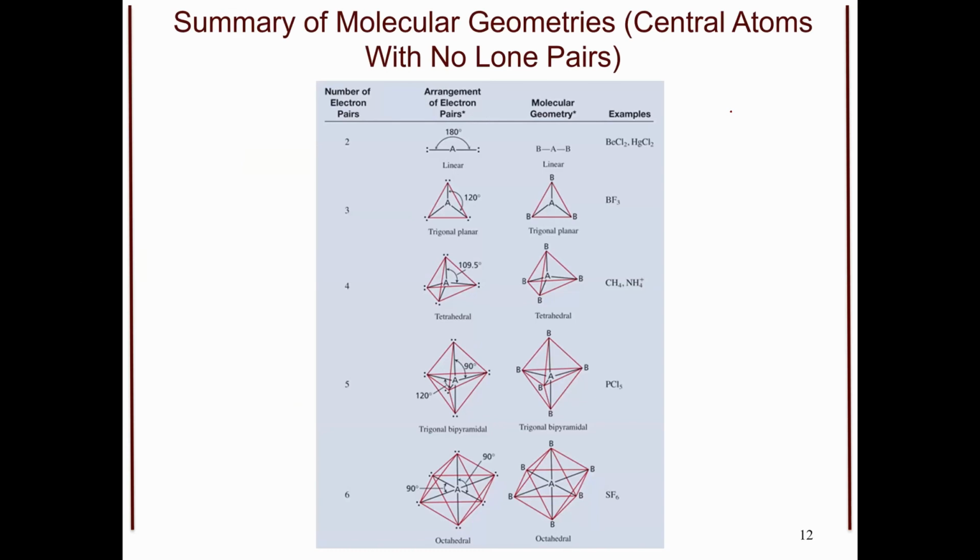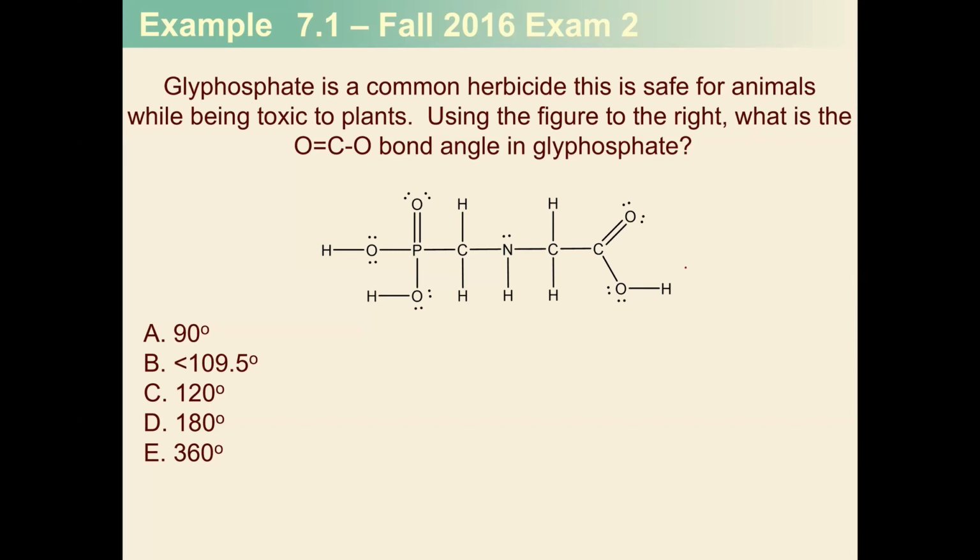So here's a really nice summary of the 5 molecular geometries that we've discussed in this video. These are the ones in which the central atoms have no lone pairs. There are 5 possible answers: linear, trigonal planar, tetrahedral, trigonal bipyramidal, and the octahedral. You are required to know not only the names, not only the electron pair arrangements, but you are also expected to know the various bond angles of the examples and any of our species that we find. So let's go ahead and try this first example for Chapter 7.